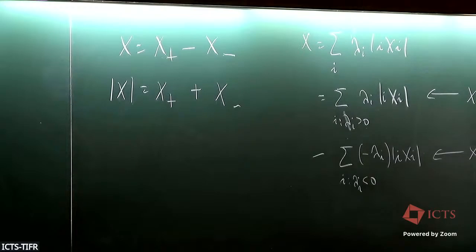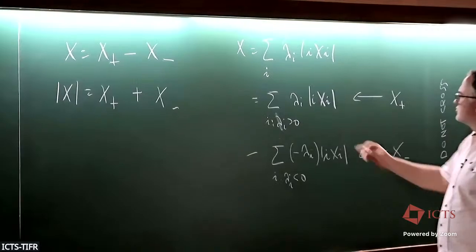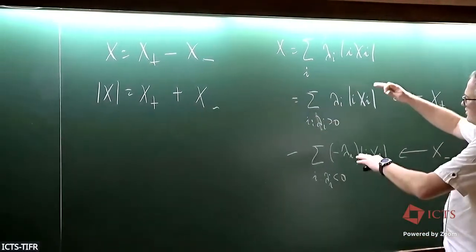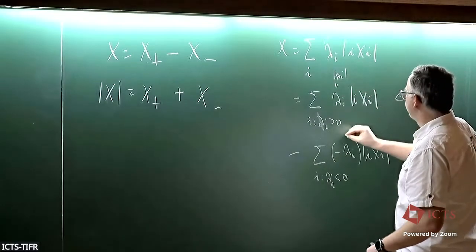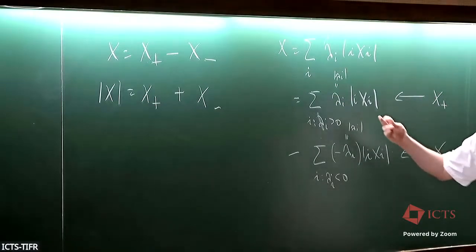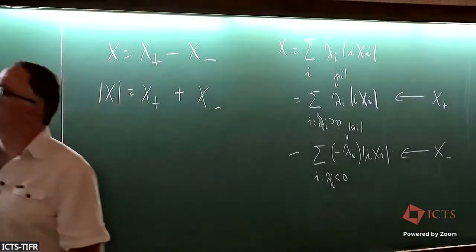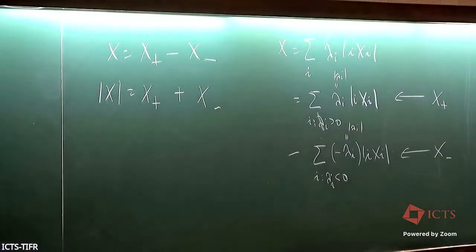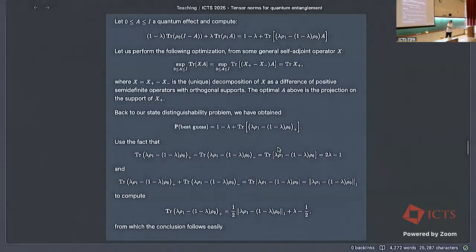This is a very useful trick. So you see the absolute value of X: if I take the sum of the two terms and not the difference, I get the absolute value of X. So I have this formula. This allows me to relate the trace of the positive part of the operator to the one norm, the trace of the absolute value, the nuclear norm of this difference, and to get the result.